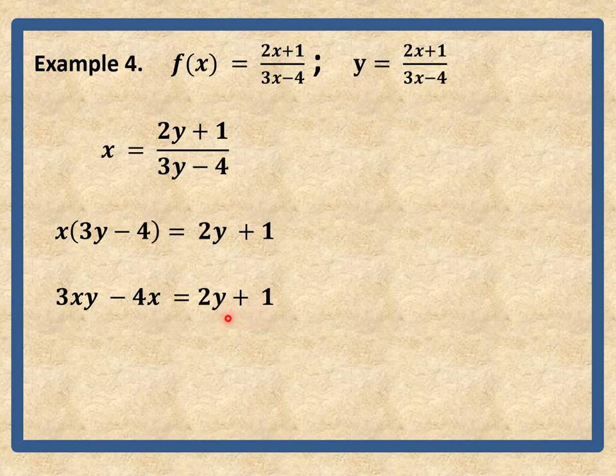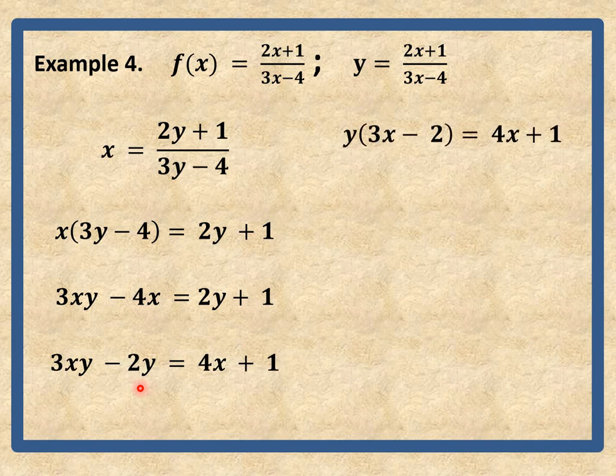Then, we are going to combine 2y here with the 3xy here. So, we are going to transpose those values. 3xy minus 2y, then negative 4x here to be transposed to the right, then it becomes positive. That's why we have arrived at 3xy minus 2y is equal to 4x plus 1. Then, let's try to factor this.